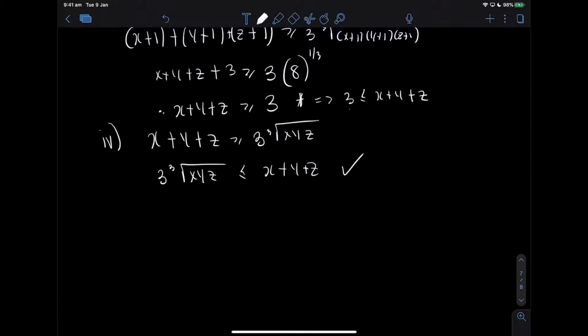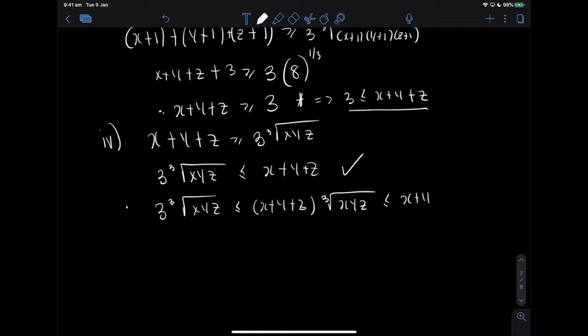So let's come over here. And 3 times the cube root of xyz is less than, and I'm going to sub this in now because 3 is less than this. So I'm going to sub in this x plus y plus z. And I'm going to say this is the cube root of this. And then I'm going to say this is less than x plus y plus z.